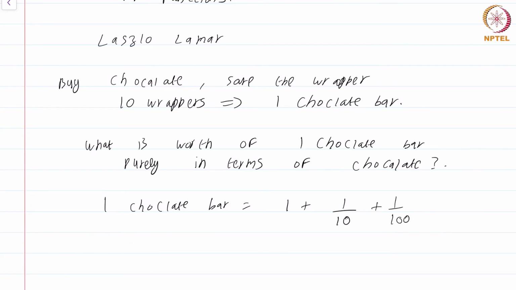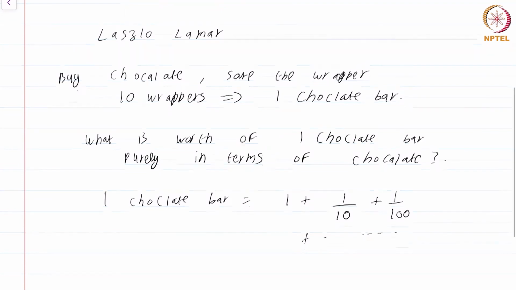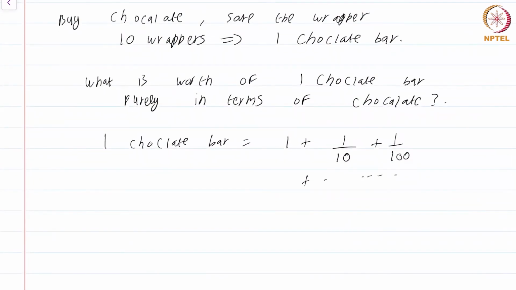Because if you return 10 chocolate wrappers, you get one chocolate bar along with one wrapper free along with the chocolate. So that means that will contribute 1/100th. Okay, and you can see where this is going. You get an infinite series. In fact, I'm sure you know what the sum of this series is. This is called a geometric series.